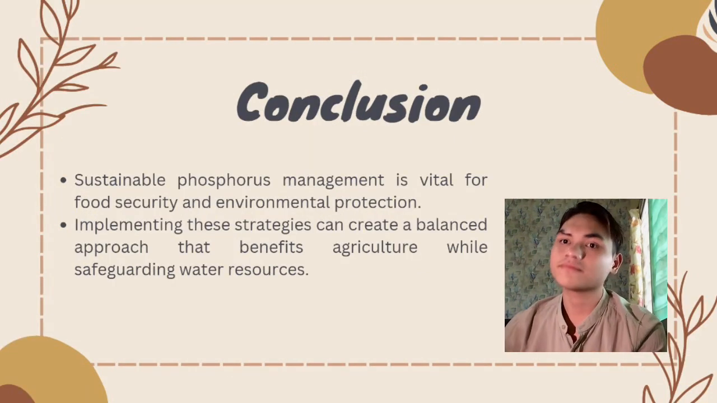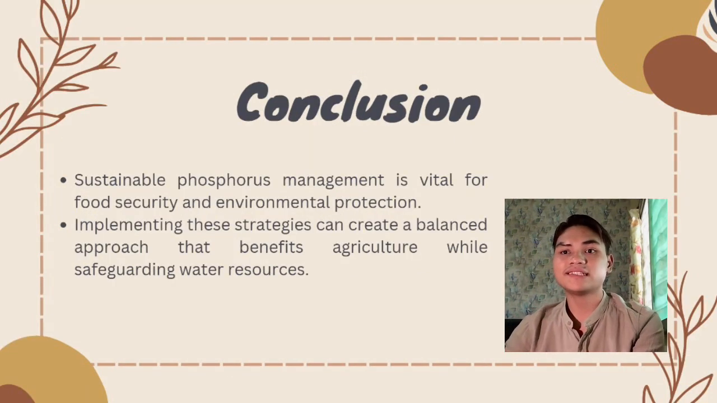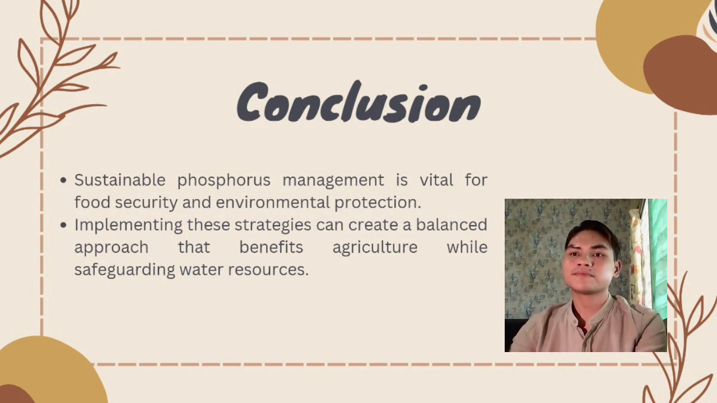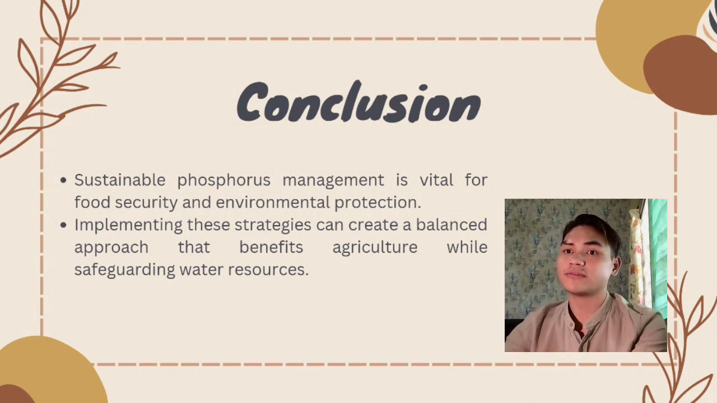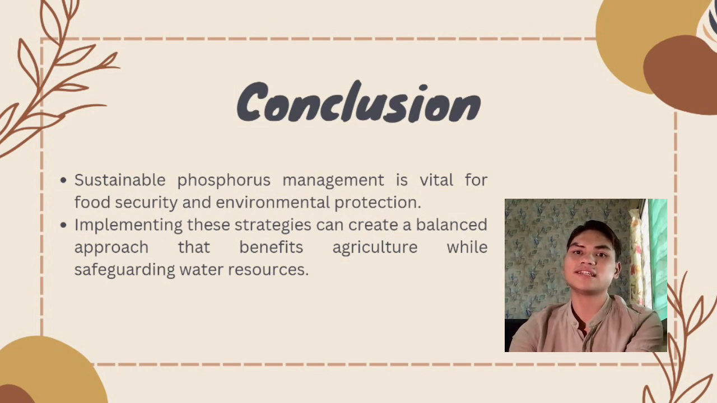In conclusion, integrating sustainable practices in agriculture is crucial for balancing our food production needs with environmental protection. I urge all stakeholders, such as farmers, policymakers, researchers, and consumers, to collaborate in adopting sustainable phosphorus management strategies that benefit both agriculture and the environment.